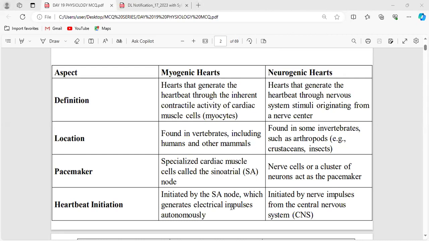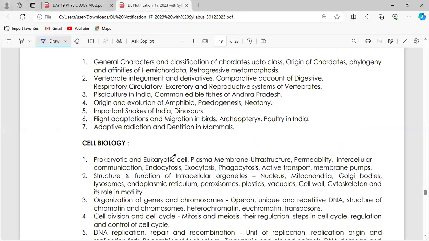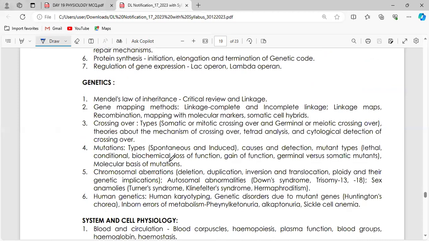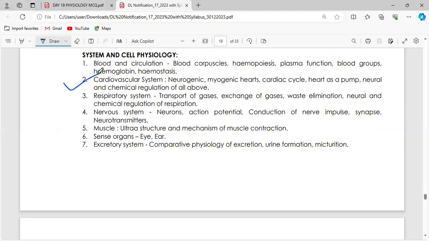Okay, good. Let's start today's class. In today's class, we are going to discuss the cardiovascular system. In your syllabus, they have given the cardiovascular system, and it also has minor topics: neurogenic and myogenic hearts, cardiac cycle and heart, neural and chemical regulation of all the above. So these are all the things present under the cardiovascular system.